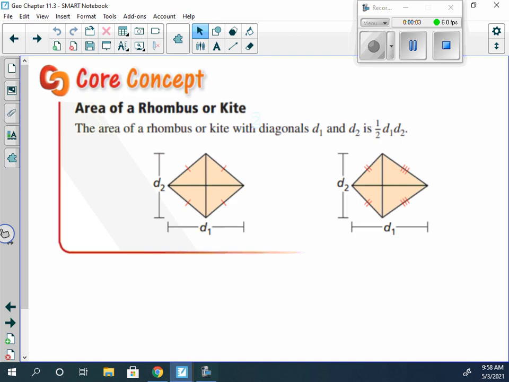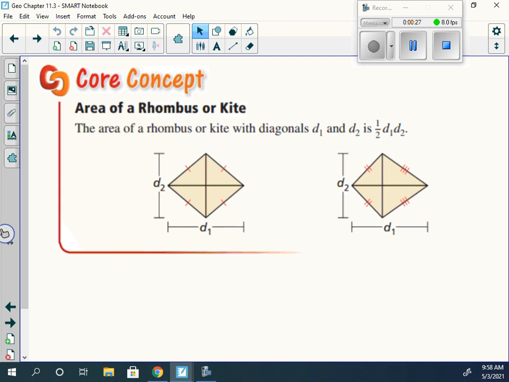All right, guys, so we're continuing on with chapter 11. Now, what we're talking about today is areas of polygons. And we're mainly going to look at kites and then polygons in general. Now, the area for a rhombus or a kite is 1/2 of the diagonal 1 times diagonal 2. So the area is equal to 1/2 of each of the diagonals multiplied together.